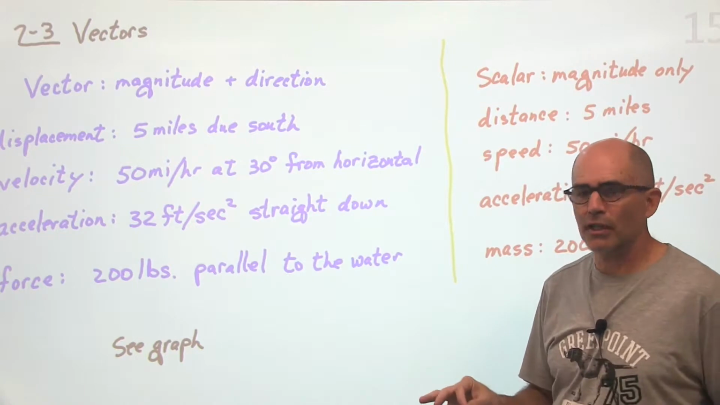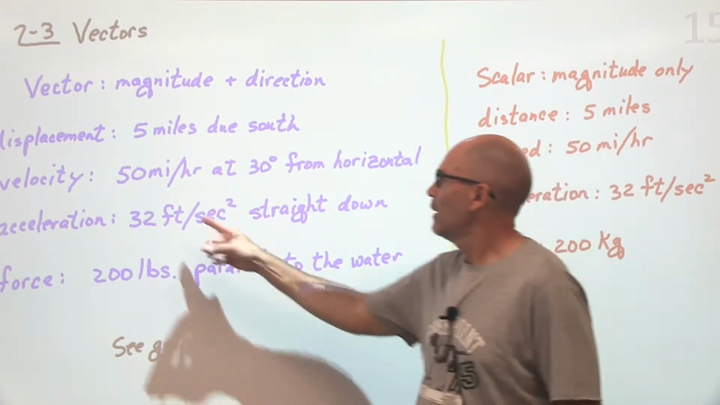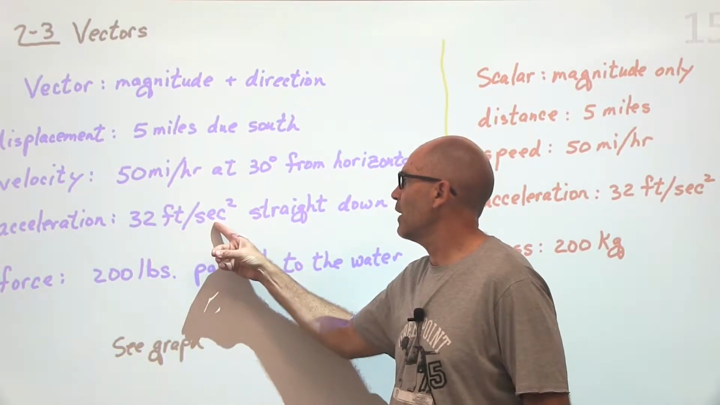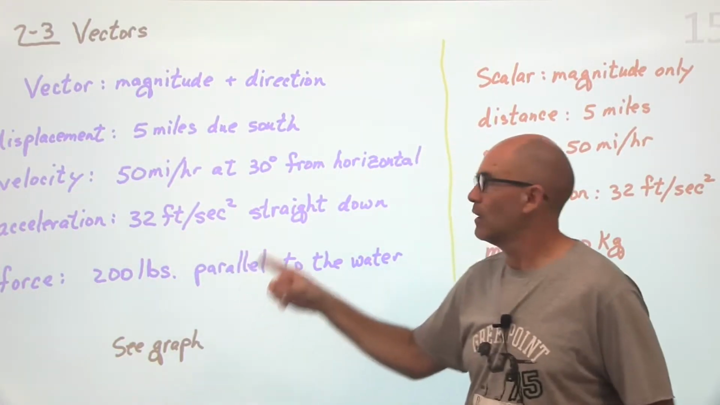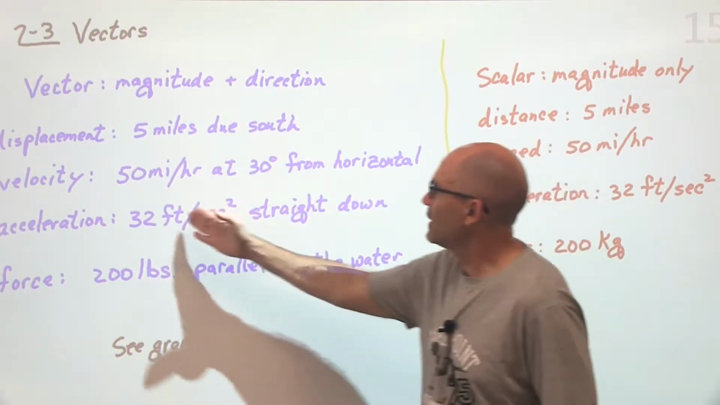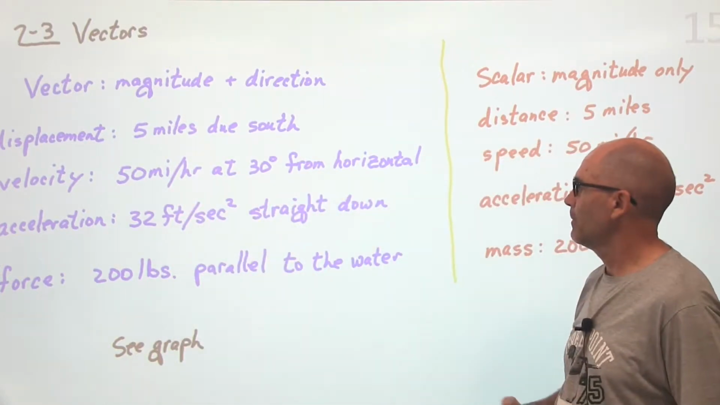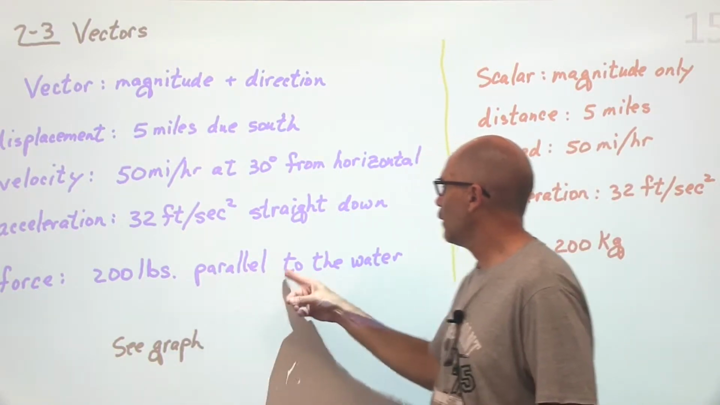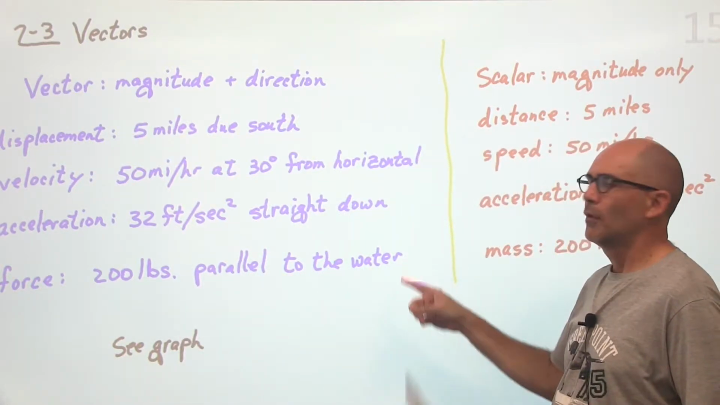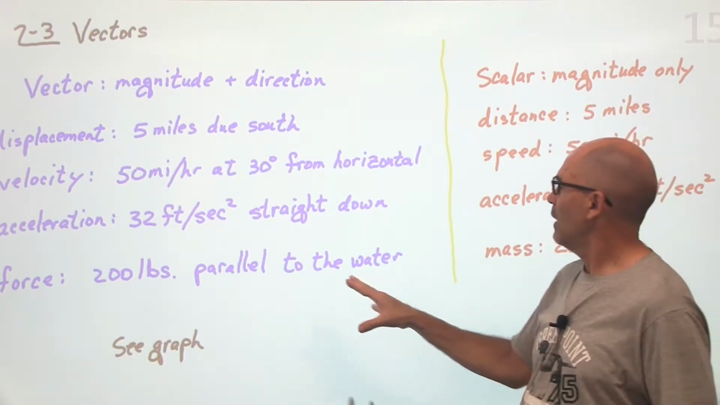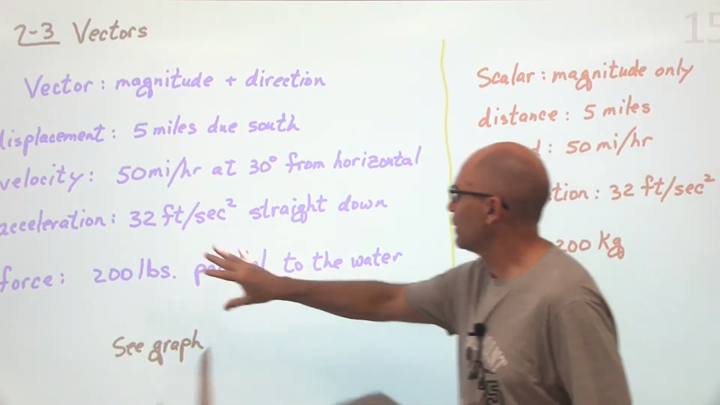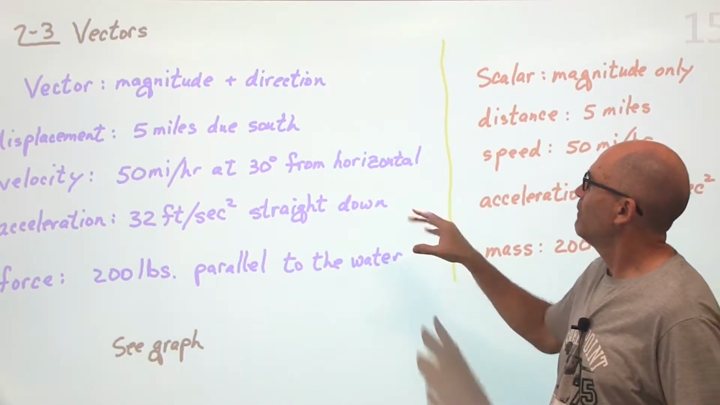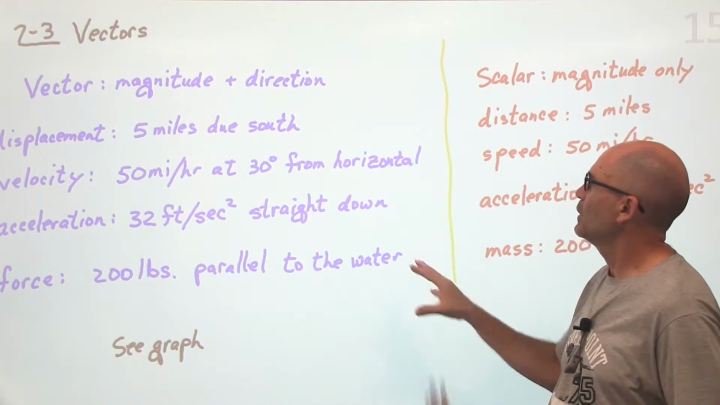Now, acceleration is 32 feet per second squared. Now, what direction? Straight down. So once again, we have a vector quantity. We could have force, 200 pounds, parallel to the water. So that would be an example of a force in a particular direction. So vectors are magnitude plus direction.